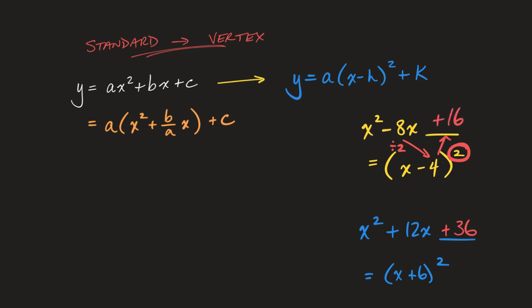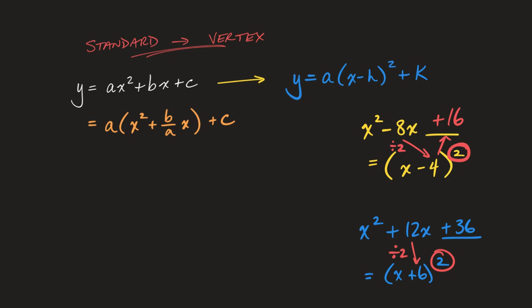Okay, I want you to notice that the pattern is the same. For me to figure out the value on the inside of the brackets, I have to cut that in half. Then I need to square it to get the constant on the end. 6 squared gives me 36.